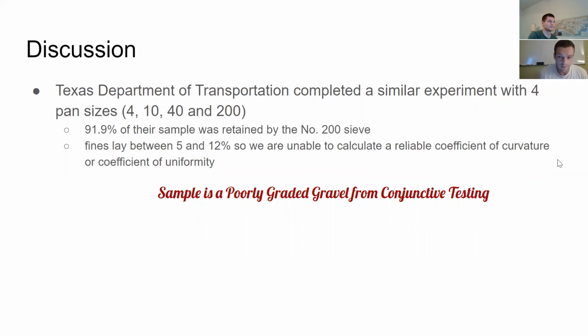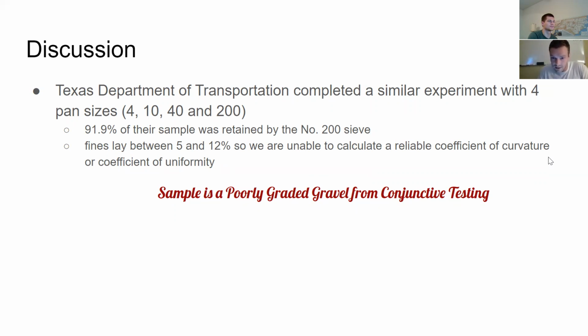On the next slide, we see that the Texas Department of Transportation conducted a similar experiment in 2016, in which they tested a soil sample under a sieve analysis and hydrometer test. The experiment differed slightly, firstly in their sieve analysis, in which only 4 pans were utilized: number 4, 10, 40, and 200. 91.9% of their sample was retained by the number 200 sieve.